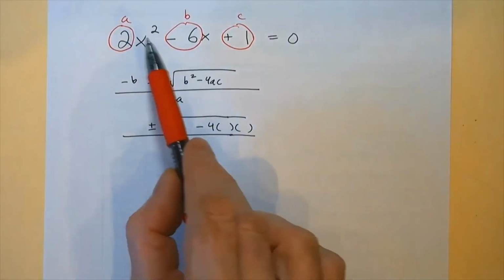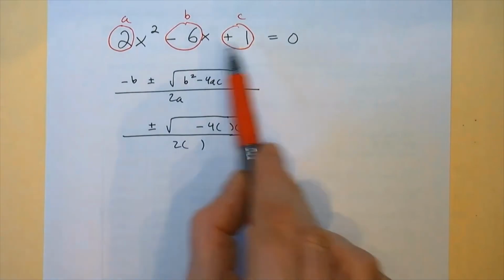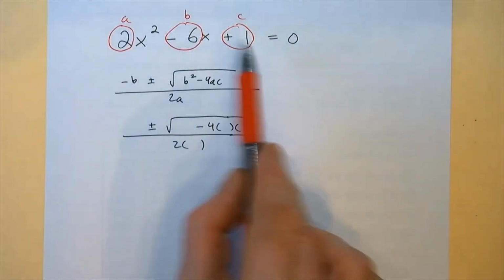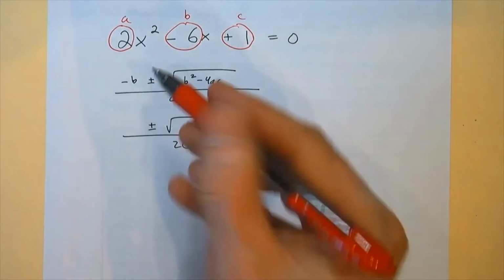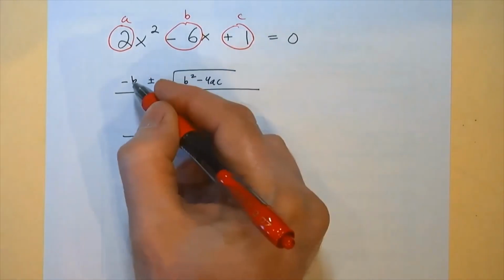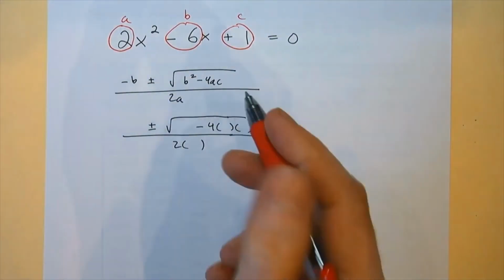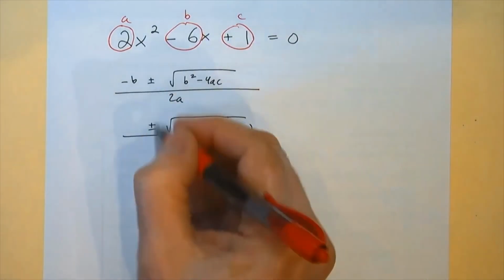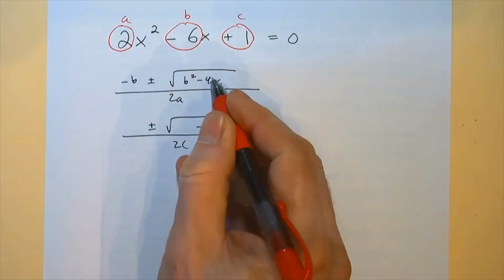All right, so here's the problem we had. 2x squared minus 6x plus 1. There's A, B, and C. It's good to circle them because it's amazing how often people go, whoops, I put C in for B. You might go, oh, yeah, it happens. So circle them. I actually filled in some of the stuff that I already know goes here.